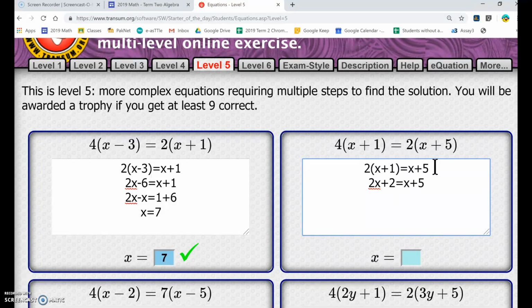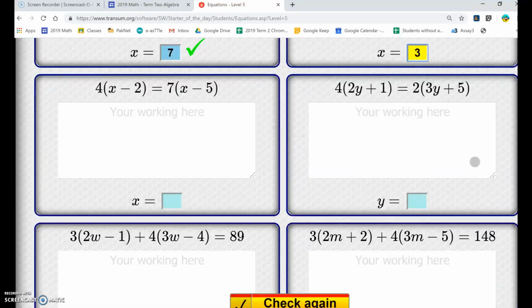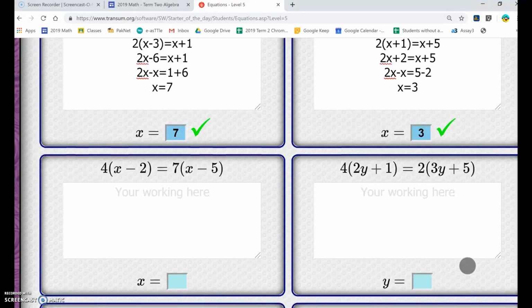And now I need to get the x's on the left-hand side. 2x minus x equals the numbers on the right side, 5 minus 2. So the plus x became minus x on the other side of the equal sign, and the plus 2 became minus 2 on each side. 2x minus x is x, and 5 minus 2 is 3. So we've got the 3, and check again.